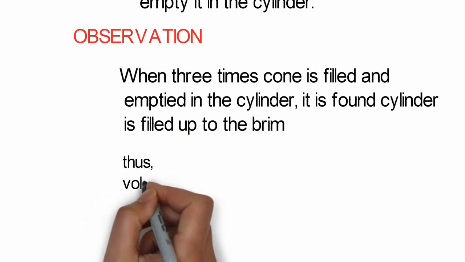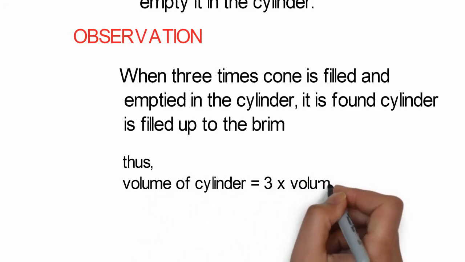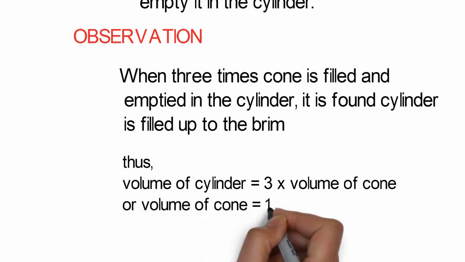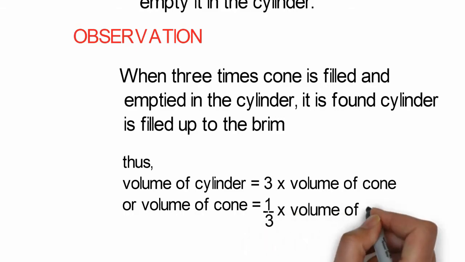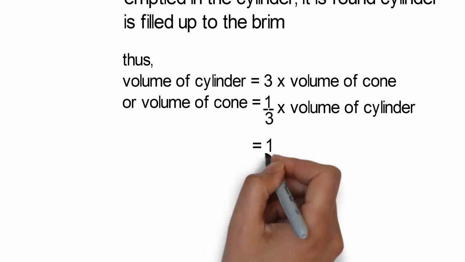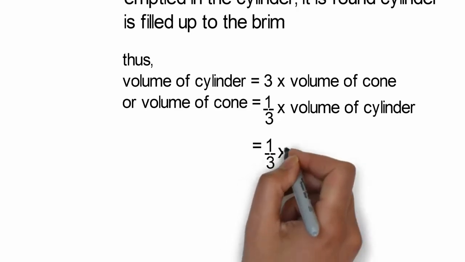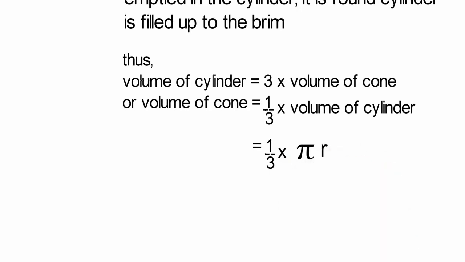Thus, we can say the volume of cylinder is 3 into the volume of cone, or the volume of cone is 1 by 3 into the volume of cylinder. Or if we put the formula of the volume of cylinder, which we know, we get the volume of cone equal to 1 by 3 into pi r square h.